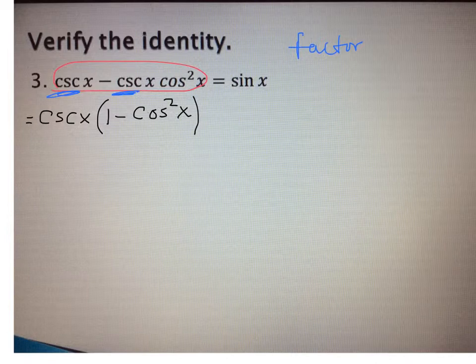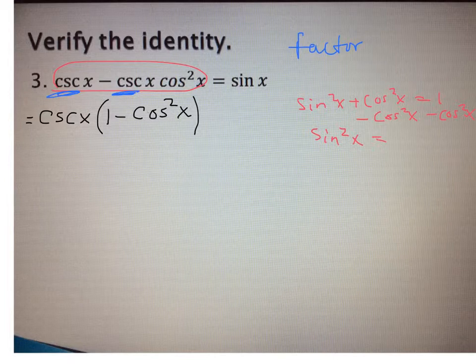So since I have 1 minus cosine squared of x, that really reminds me of the Pythagorean identity of sine squared plus cosine squared equals 1. So I'm going to try to get that formatted so that I can make a substitution here. I see that 1 minus cosine squared is equal to sine squared. So I'm going to go ahead and make that substitution into that parenthesis that I have.